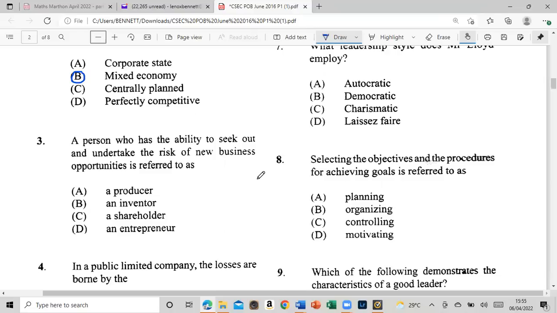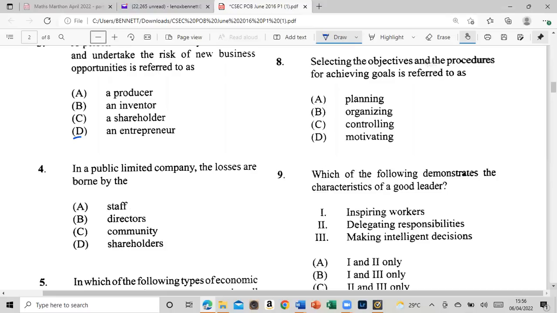A person who has the ability to seek out and undertake the risk of a new business opportunity is referred to as, is it A, a producer, B, an inventor, C, a shareholder, or D, an entrepreneur? And that would be D, an entrepreneur. Let's move on to number four. In a public limited company, losses are borne by the, is it the staff, the directors, the community, or the shareholders? And that is the shareholders, right? So remember, the directors don't incur any loss. So let's move on to number five.